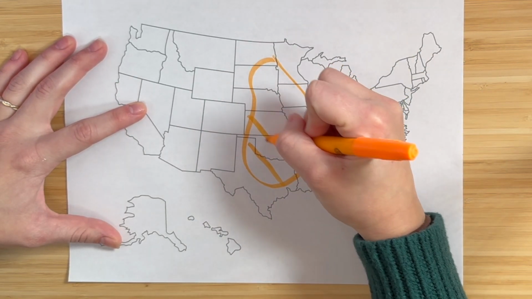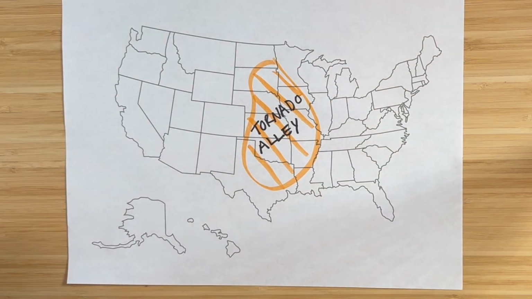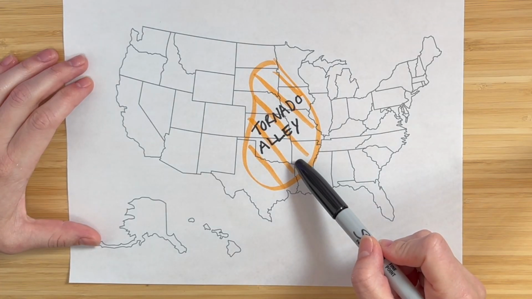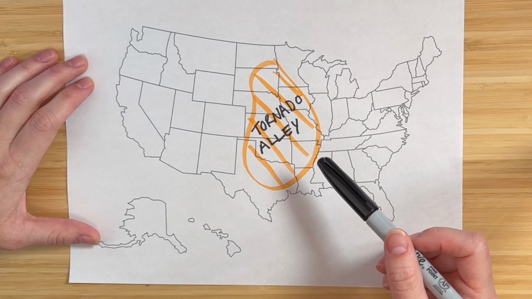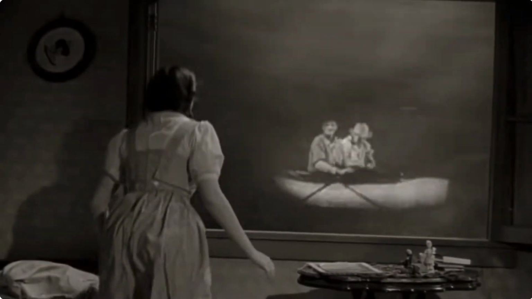This is Tornado Alley, the central part of the United States that's culturally and historically known for tornadoes. Since 1950, these states have had hundreds of tornadoes. And movies like Twister and The Wizard of Oz reinforce this cultural stereotype. Tornadoes happen in the Great Plains.